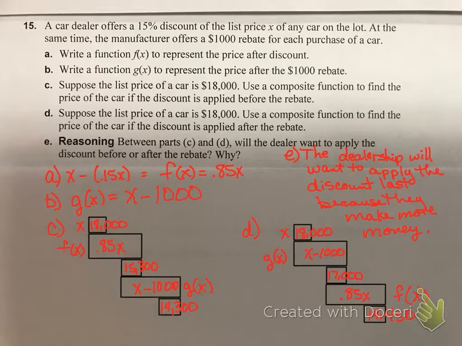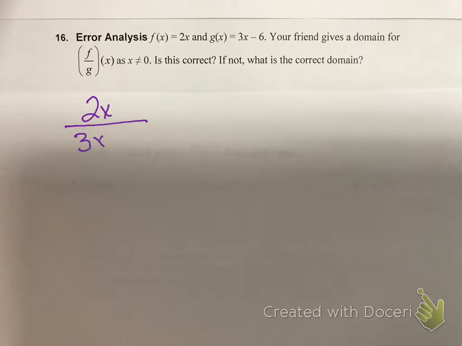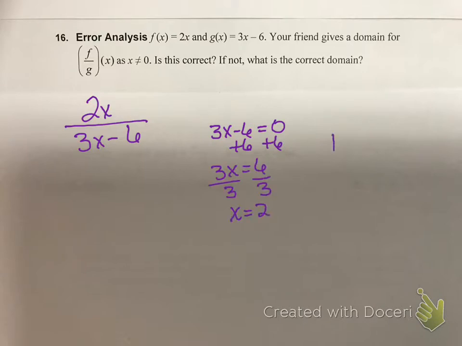Okay? All right, let's look at some more compositions. Oh, no, this is the error analysis. It said that your friend said the domain did not include 0. Well, we took our denominator and set it equal to 0. We ended up with x equal to -2. So our domain is actually all real numbers except -2. So your friend wasn't correct. Okay, let's take a look.